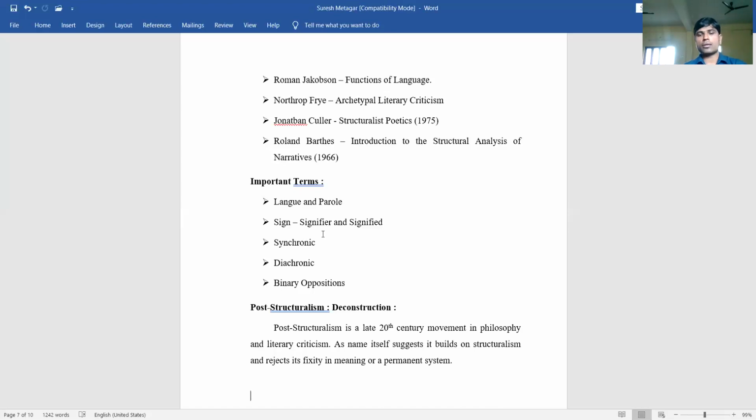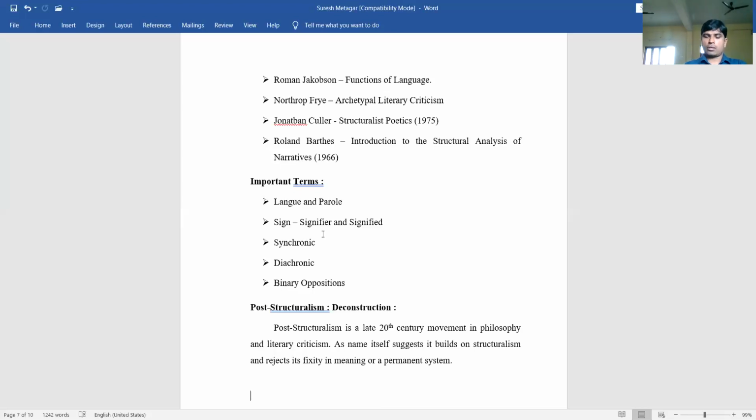Then we have another term called binary oppositions. Binary opposition means language gives meaning only with the help of binary oppositions. For example, man and woman, girl and boy, such kind of things. So many things are there. Sun and moon. The word sun gets meaning only when you refer to moon. Binary oppositions are there continuously. Man gets meaning only in relation to woman. Such kind of binary opposition gives meaning to the language.